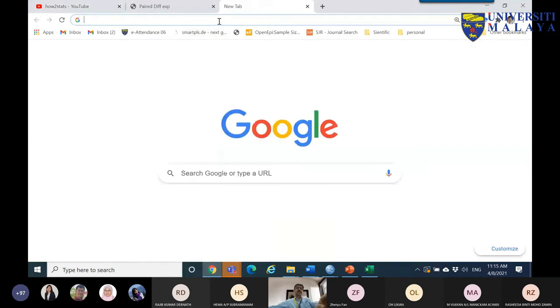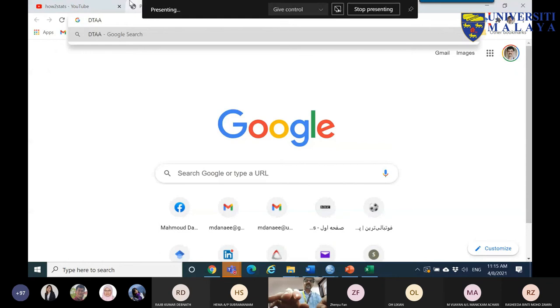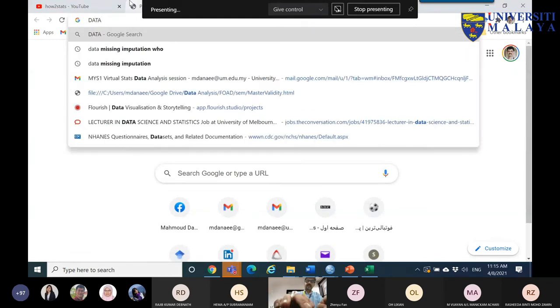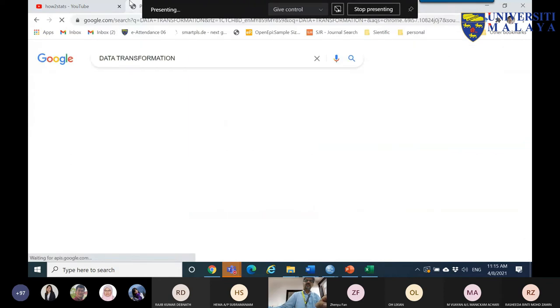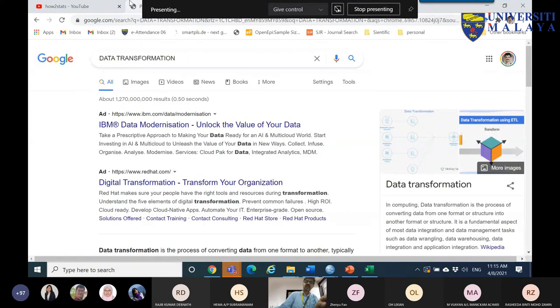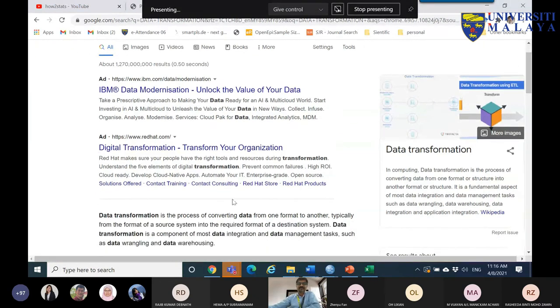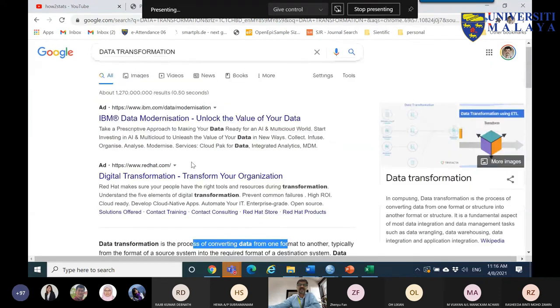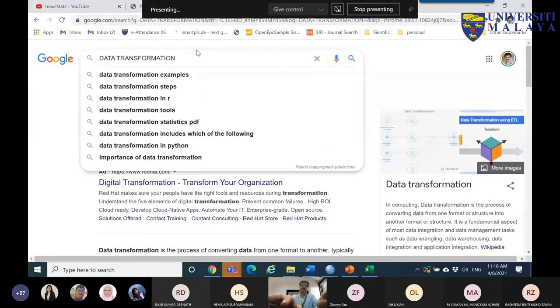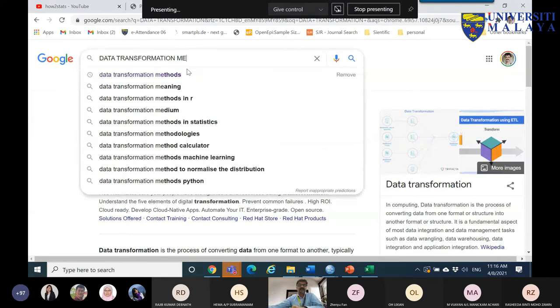So if you just Google data transformation, always Dr. Google knows better than everyone, right? We don't need a teacher. Data transformation techniques, methods.